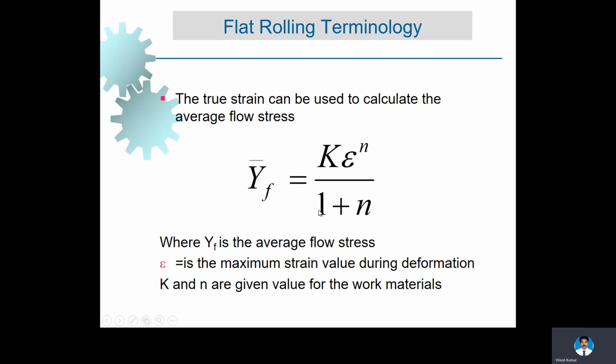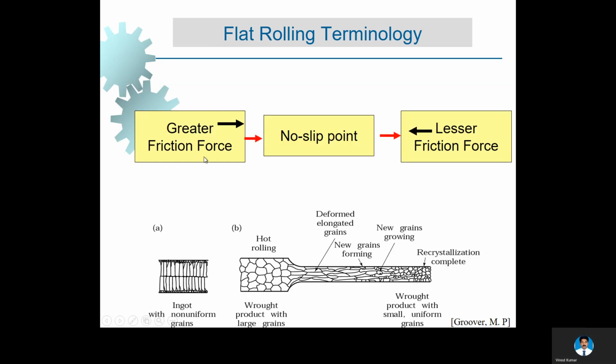How much is the average stress required for the rolling operation? That is equal to K epsilon raised to n over 1 plus n. Epsilon is the strain value.